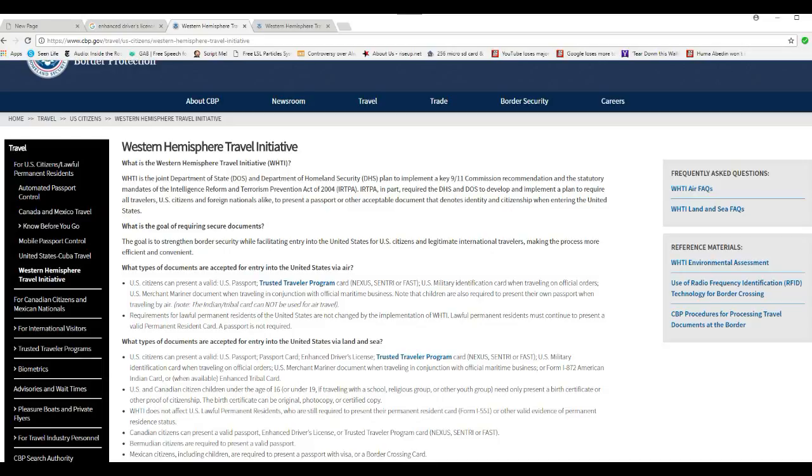What's the goal of requiring secure documents? The goal is to strengthen border security while facilitating entry into the United States for U.S. citizens and legitimate international travelers, making the process more efficient and convenient.